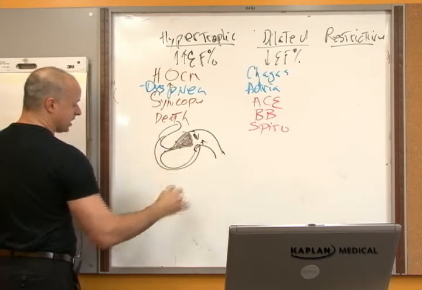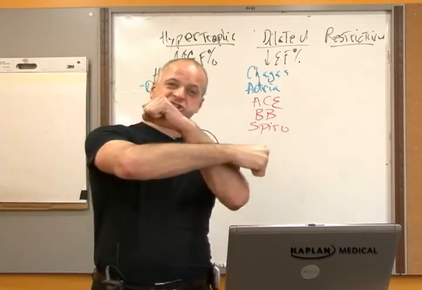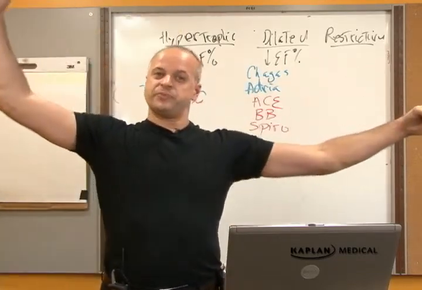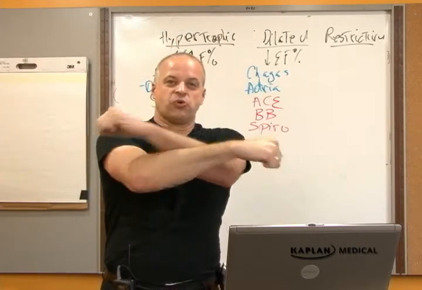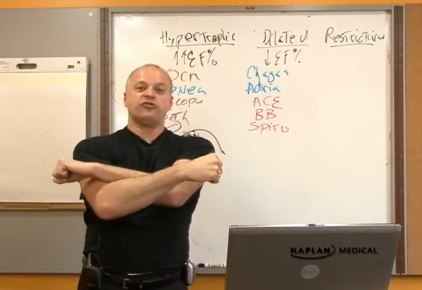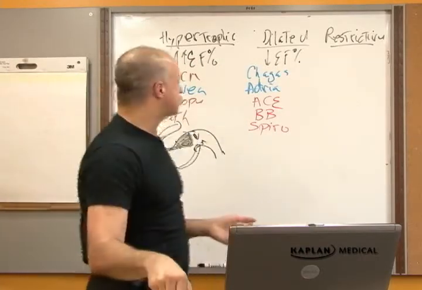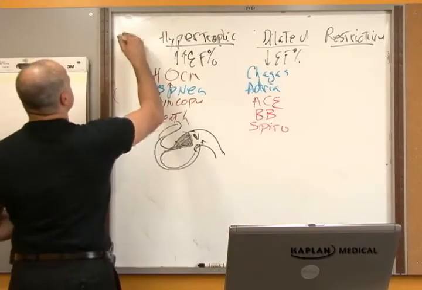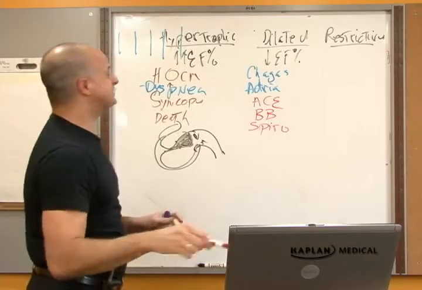Anything that makes the chamber smaller increases the obstruction. Chamber bigger decreases the obstruction. Digoxin empties more. Beta agonists go faster, empties more. Tachycardia. When does the ventricle fill? The ventricle fills during diastole.